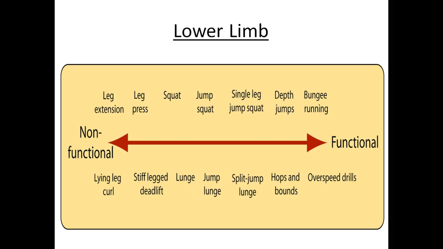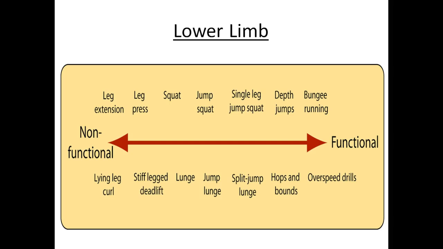So here we are on the functional continuum for the lower limb. On one side of your screen, you've got things like the seated leg extension or the lying leg curl. Now these are isolated body movements, the leg extension building the quadriceps, the lying leg curl developing the hamstrings. These are really from bodybuilding. Okay, that's not what we want to be doing. And at the other side, you've got highly functional stuff. Things like bungee running, depth jumps, hopping and bounding. Now that's right at the functional end of the continuum.